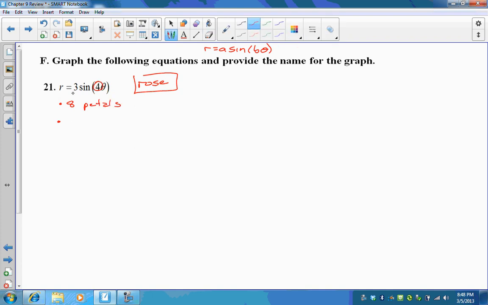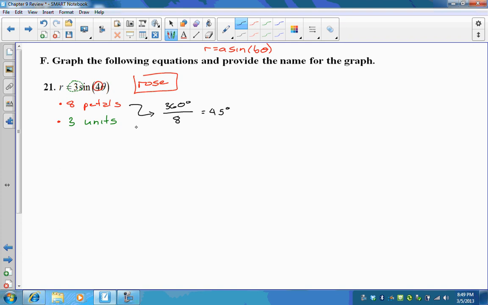And I need to know how long each petal is. This number right here tells you how long each petal is, so each petal is going to be 3 units long. If there are 8 petals, I will do 360 degrees and divide by 8, because all 8 petals divide evenly around the circle. That ends up giving me 45 degrees.